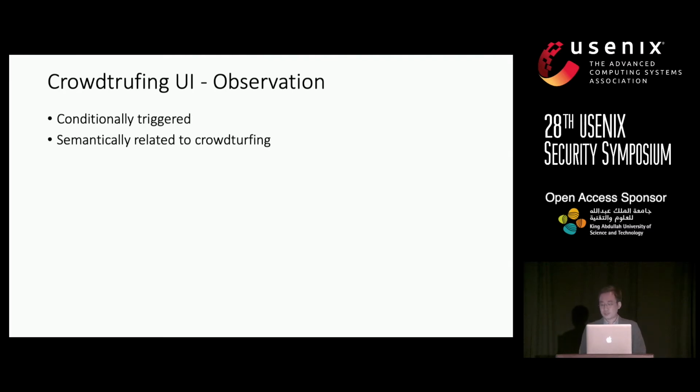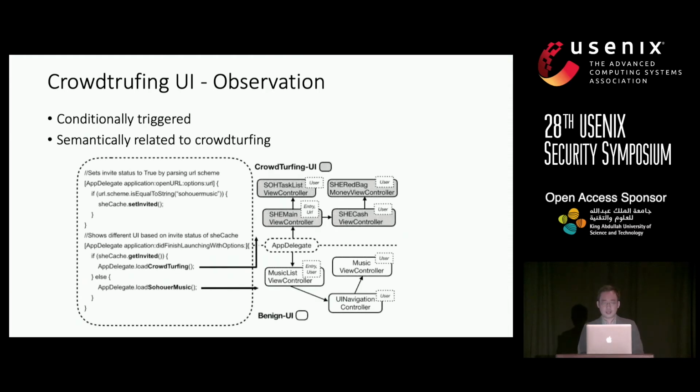Because of that, we built our detection approach on two key ideas. We make use of the fact that crowdturfing UIs are conditionally triggered and are semantically related to crowdturfing. Let's take a closer look with an example. The left side is code that we got from a real crowdturfing app, and the right side is a labeled view controller graph that we used to analyze the UI transitioning of the app.